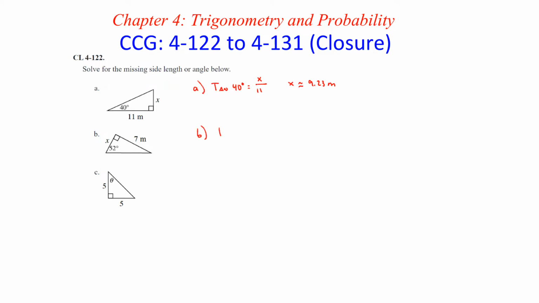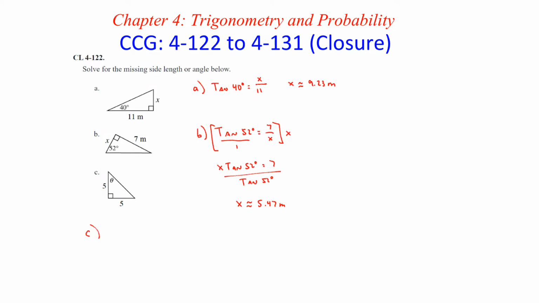Part B, once again, our tangent ratio, tangent of 52 degrees is equal to 7 over x. Now on this one, be careful because x is your denominator. So you have to do this one in two steps where you multiply by the x, and then you will have to divide by tangent of 52 degrees, or whatever the approximation you use for tangent of 52. And you will get x is approximately 5.47 meters.